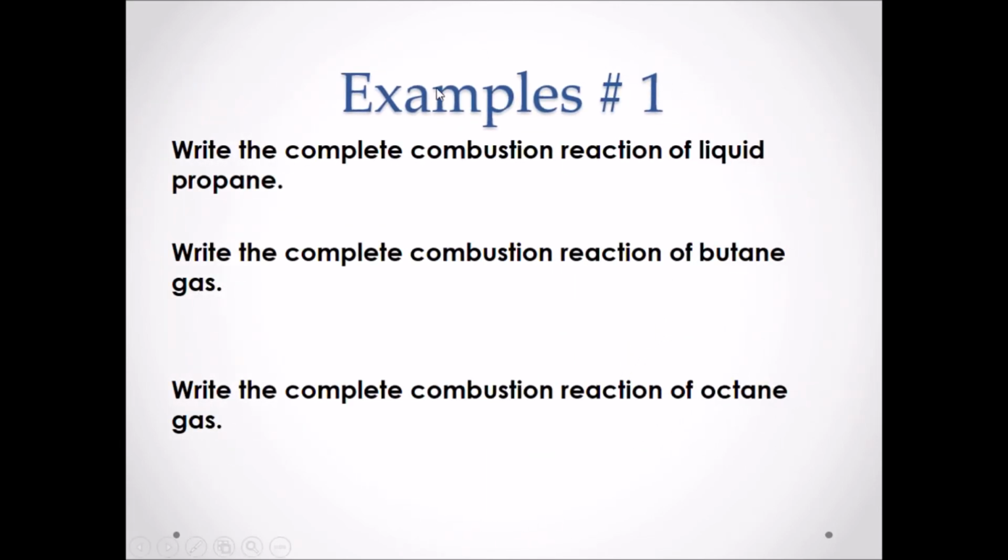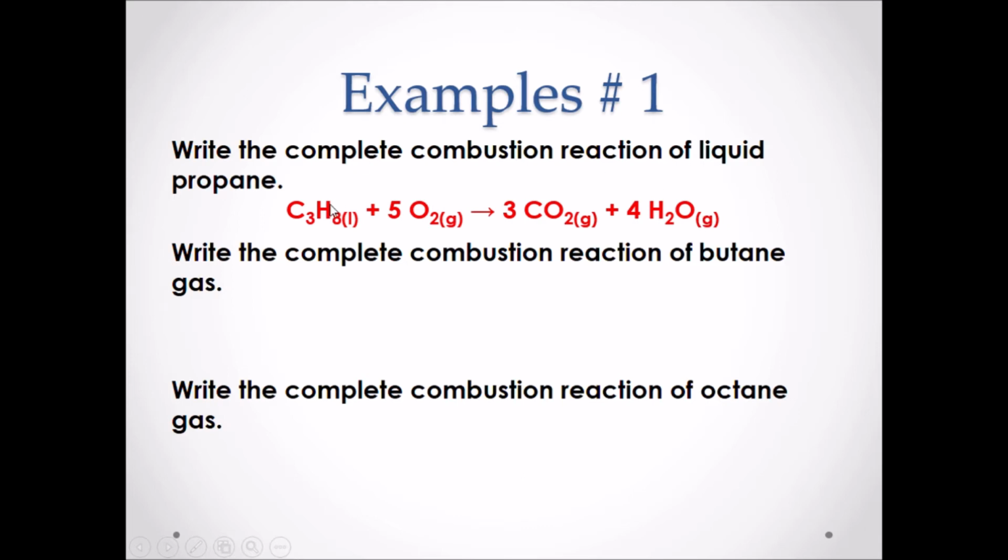Example number 1. Write the complete combustion reaction of liquid propane, then of butane gas, and finally octane gas. Pause the video and attempt this example. In our first chemical reaction, we have the following answer. Propane is C3H8 and a liquid because it was stated in the question. We are reacting it with oxygen gas and forming CO2 gas and H2O gas.